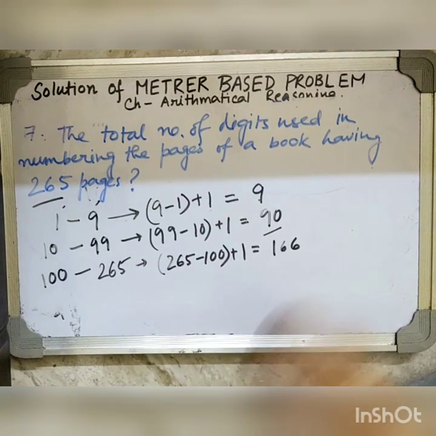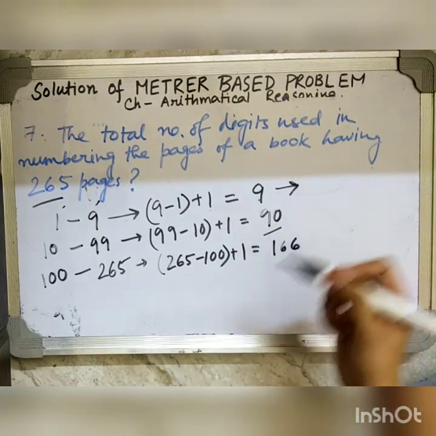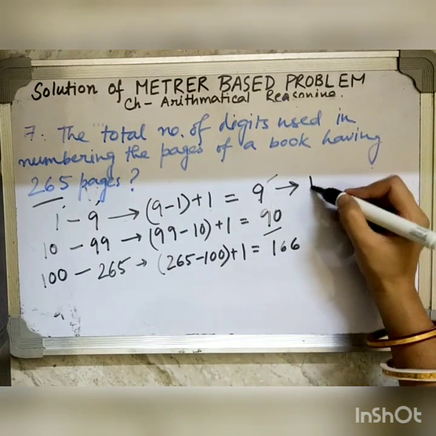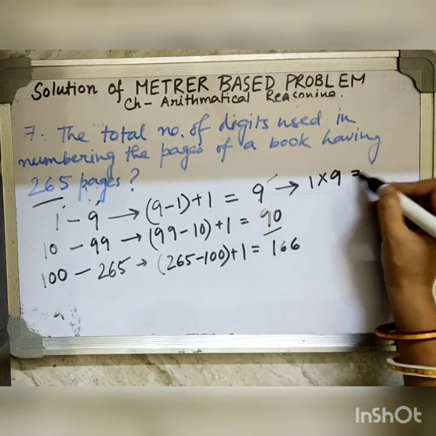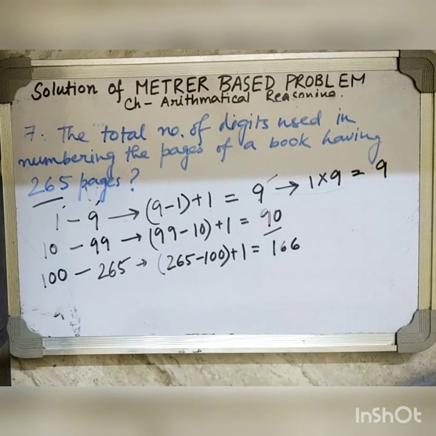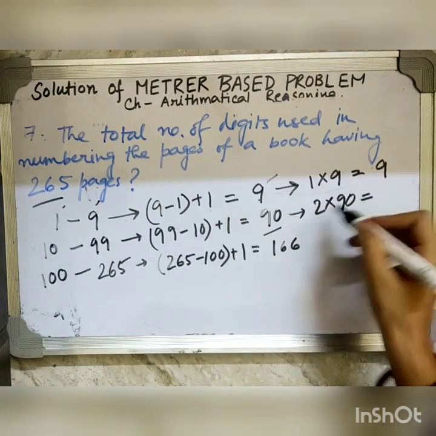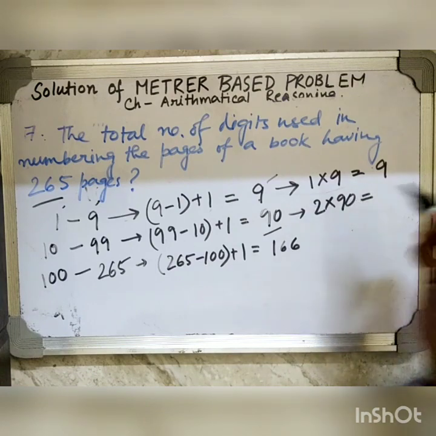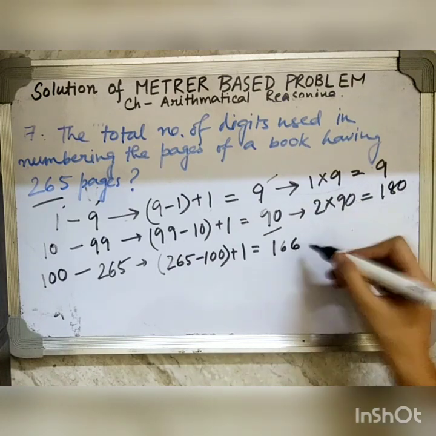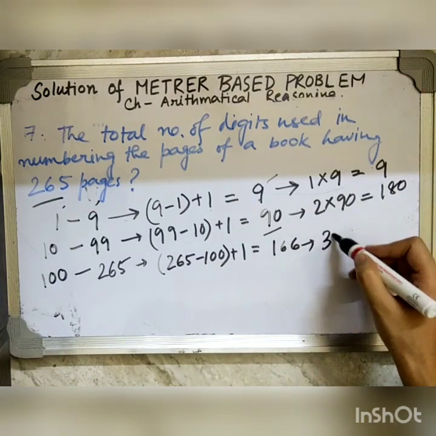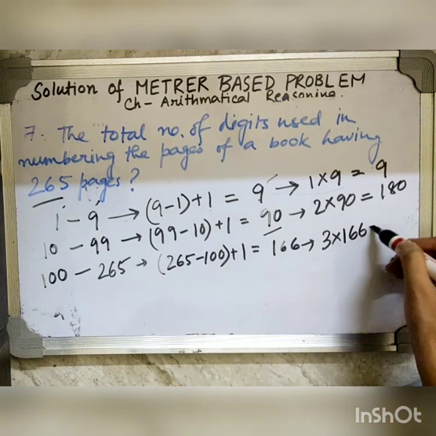Okay. So how many digits will be there in these 9 pages? Since they are all 1-digit numbers, 9 digits will be there. For this 2 into 90, because all of these pages have 2 digits in the page number, so 180. And for this one, 3 digits are there. Total 166 pages are there.